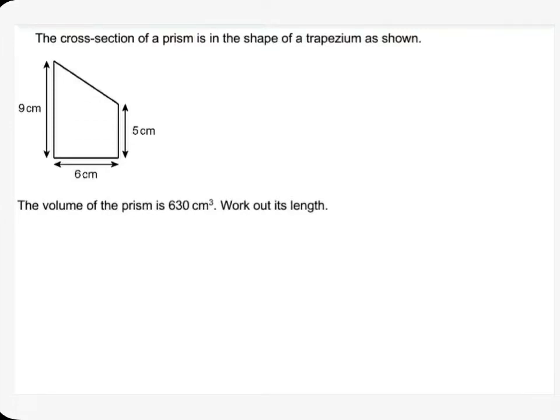In this presentation we're going to talk about the volume of a prism. The question says the cross-section of a prism is in the shape of a trapezium, as shown. This is the trapezium. Now, the question says the volume of the prism is 630 centimeter cube. He wants the length of this prism.